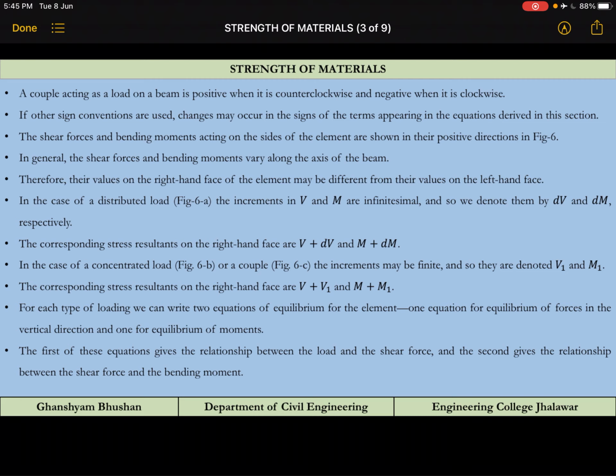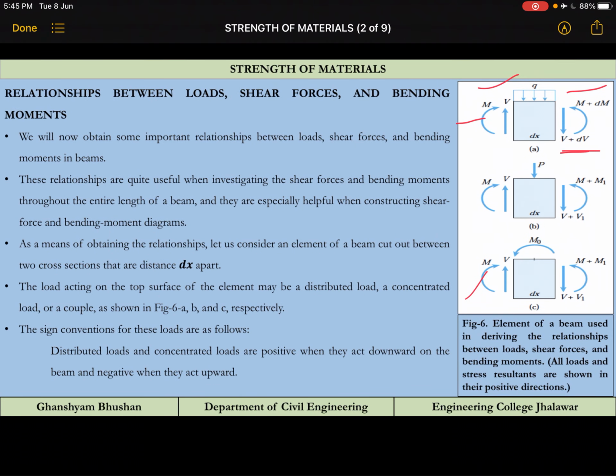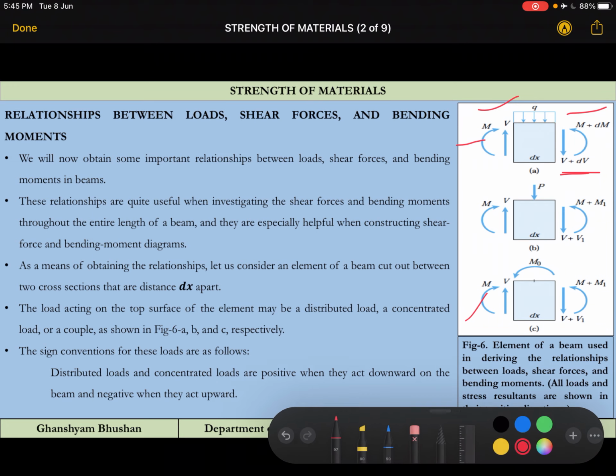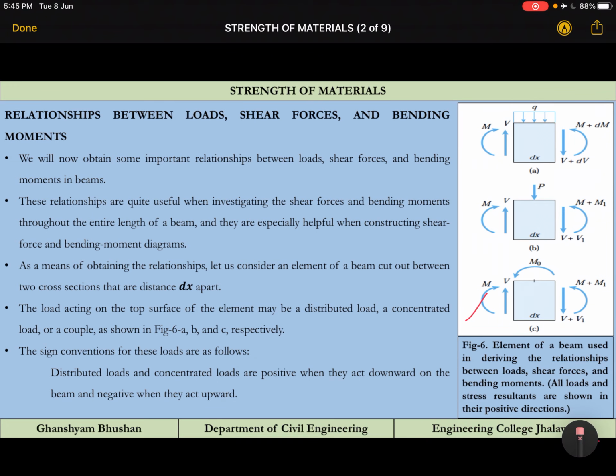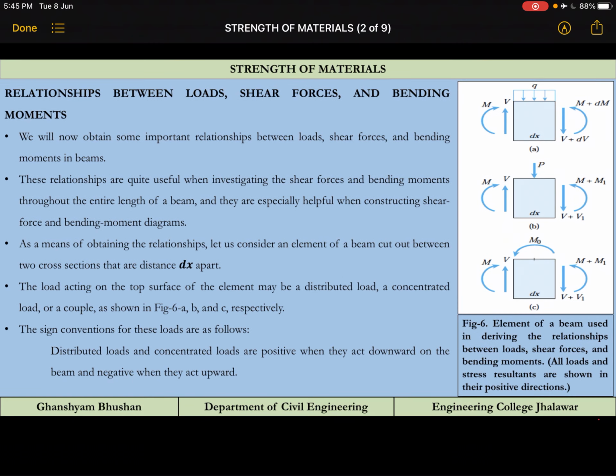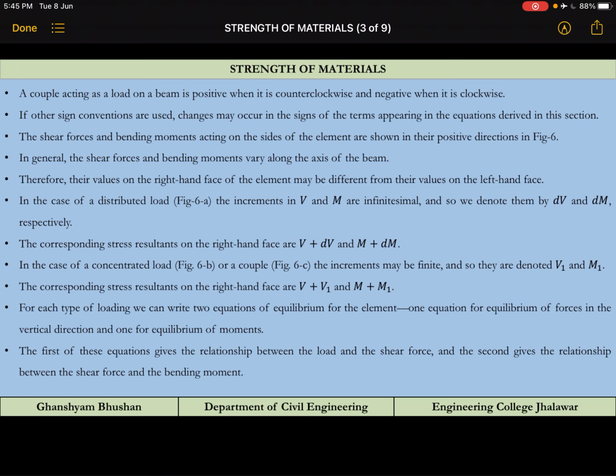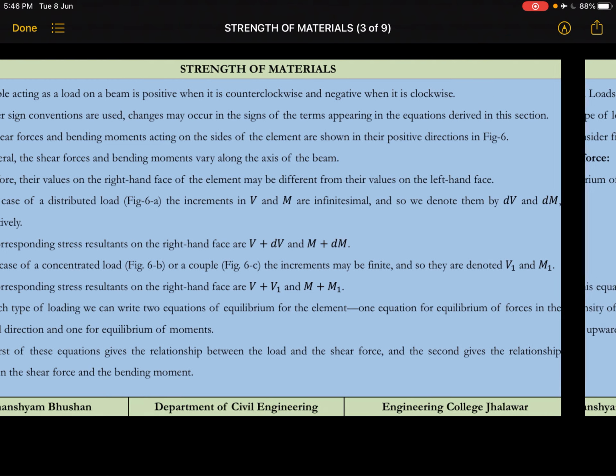Okay, so for each type of loading we can write two equations of equilibrium for the element. One will be the force balance equation, and because every force is in the vertical direction only, for the horizontal direction we will get 0 equal to 0. So we will be using summation of vertical forces equal to 0, and summation of moments about any point equal to 0. These two equations we are going to use. The first gives the relationship between the load and shear force, and the second gives the relationship between the shear force and bending moment. So this is all we wanted.